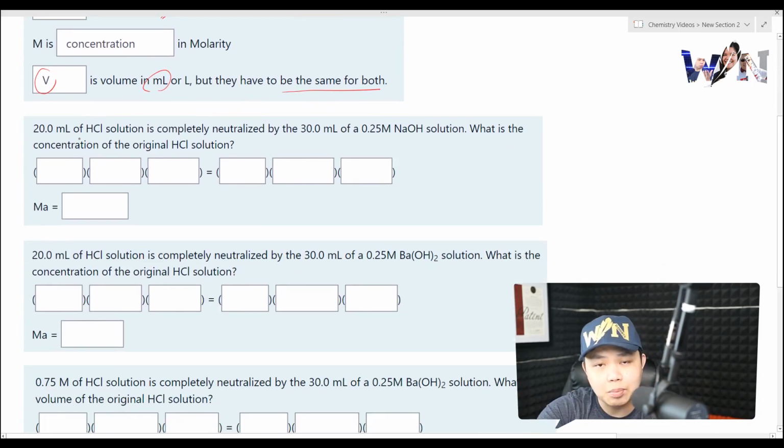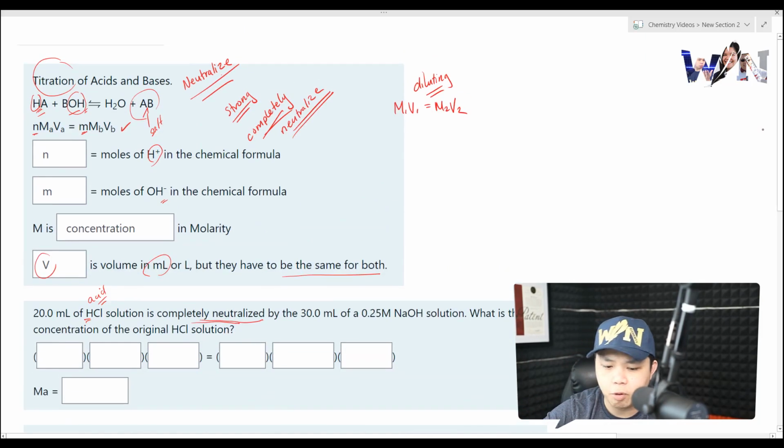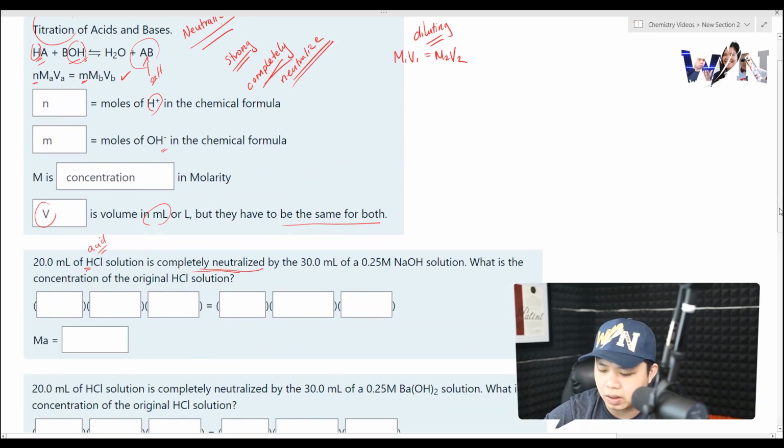Then let's look at an example problem. We have 20 milliliters of HCl, which we know is hydrochloric acid. So that is right there. If you don't remember what it is, this solution is completely neutralized. Notice how we use the word completely neutralized. So it doesn't really matter if you remember a strong acid, strong base. If they give you the word completely neutralized, this allows you to use that formula right there. Okay, that's the very key right there.